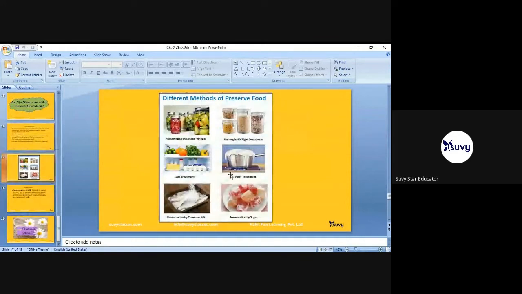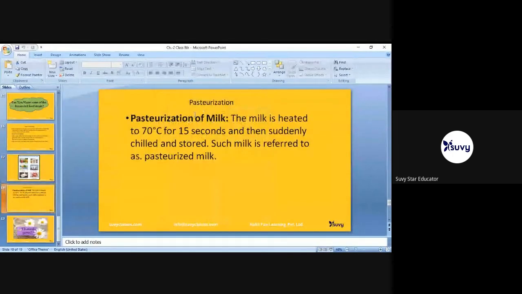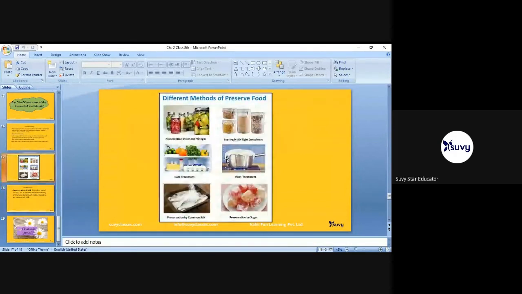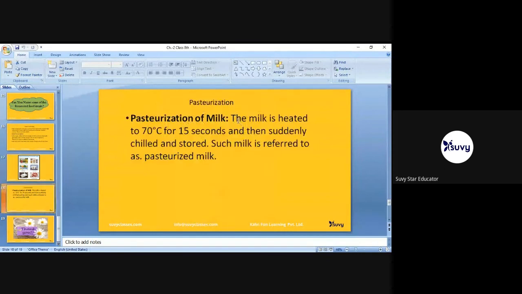sometimes there is milk that does not require heat treatment. Why? Because that is pasteurized. So what is pasteurization? Pasteurization is a technique in which the milk is heated to 70 degrees Celsius. Now what is the difference between heat treatment and pasteurization? In heat treatment, you go beyond 70 degrees Celsius, whereas in pasteurization, you just heat the milk to 70 degrees Celsius for only 15 seconds, and then suddenly you have to chill it and then store.